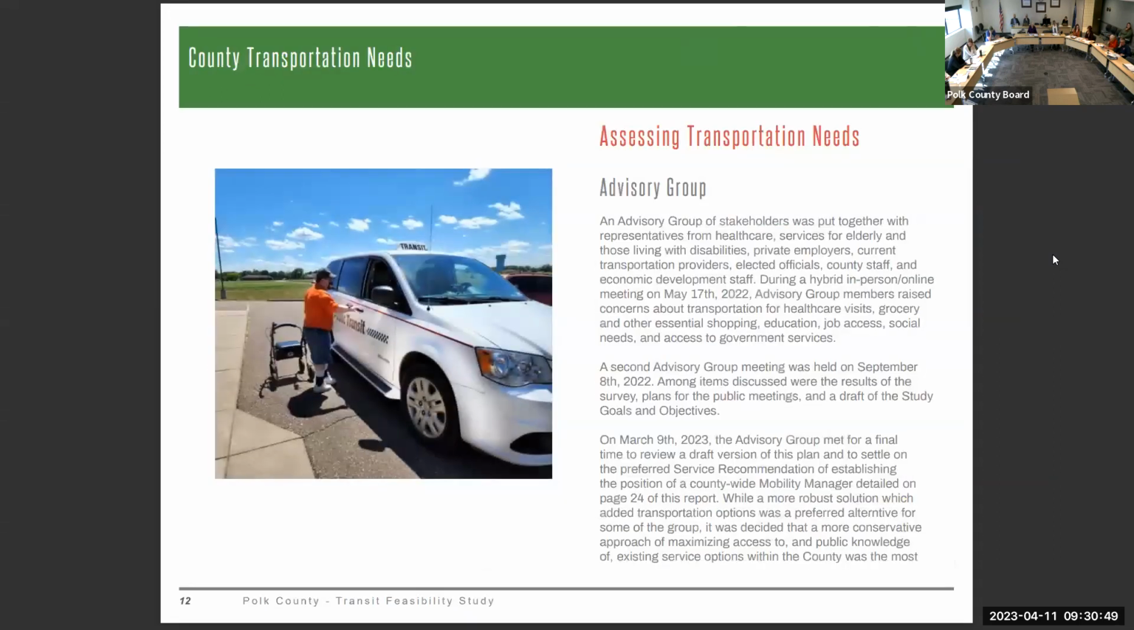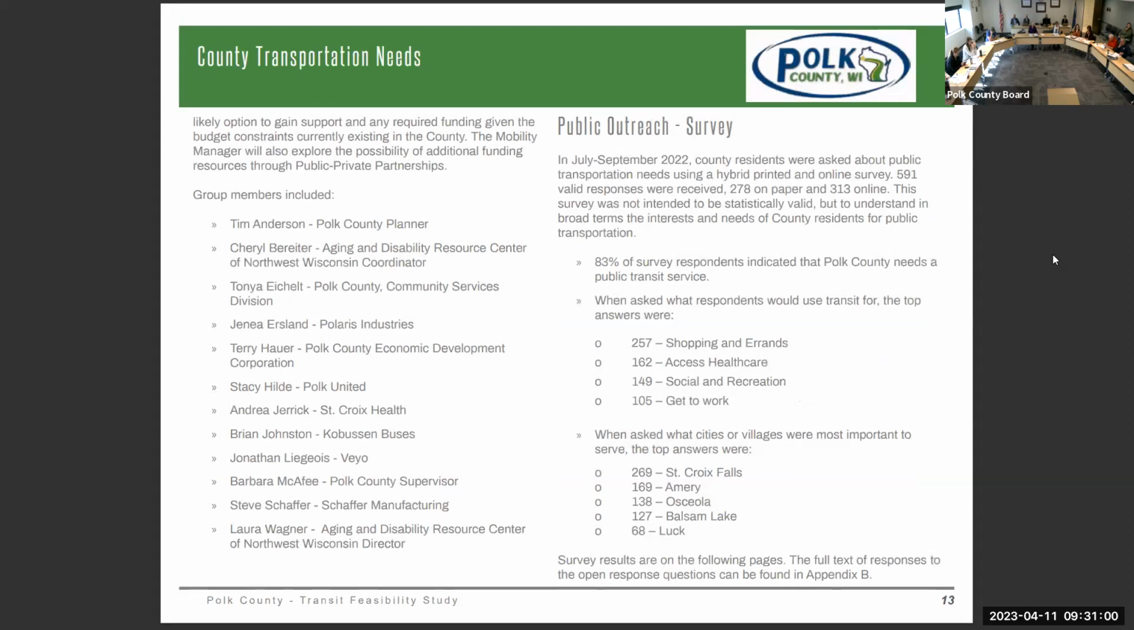Next, we looked at assessing transportation needs, and we went with the advisory group. We had 3 meetings with the advisory group. If you go to the next slide, it's got a list of the people that were in the advisory group. Originally we had Tim with the county, Cheryl with ADRC, as well as Tanya and Laura.